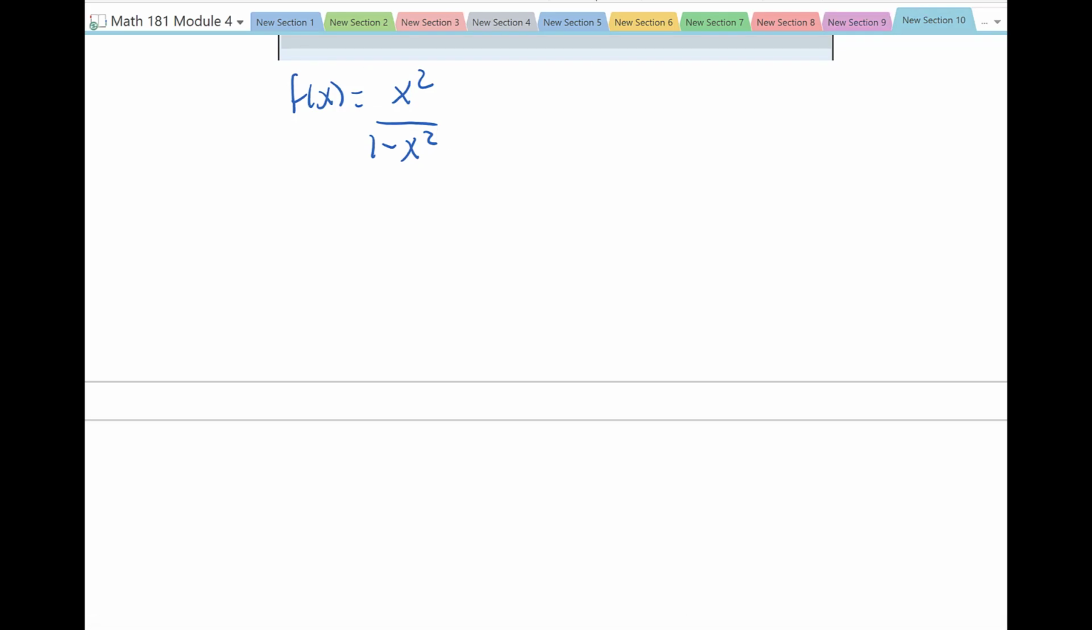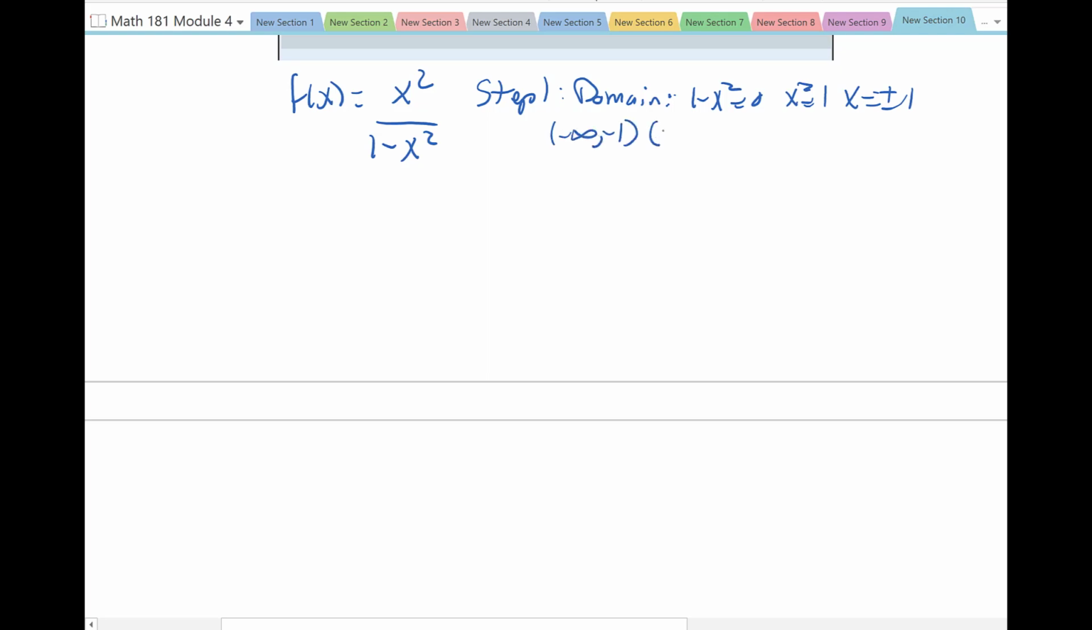For this one, the domain is going to be a little more complicated, so let's look at our step 1. Domain is going to be all reals except the denominator, so we have that 1 minus x squared equals 0, so x squared equals 1, and x equals plus or minus 1. These are the places it's not defined. So the domain is negative infinity to -1, -1 to 1, and then 1 to infinity.